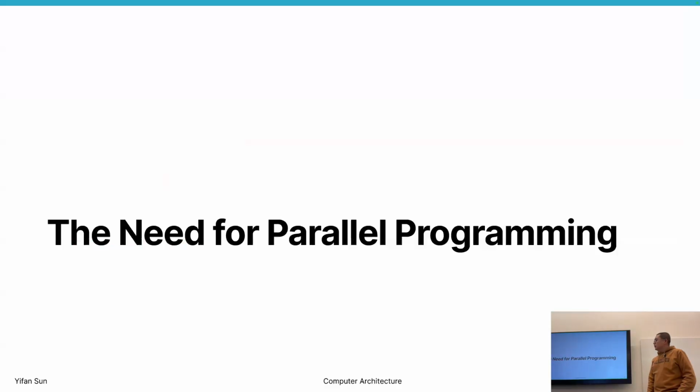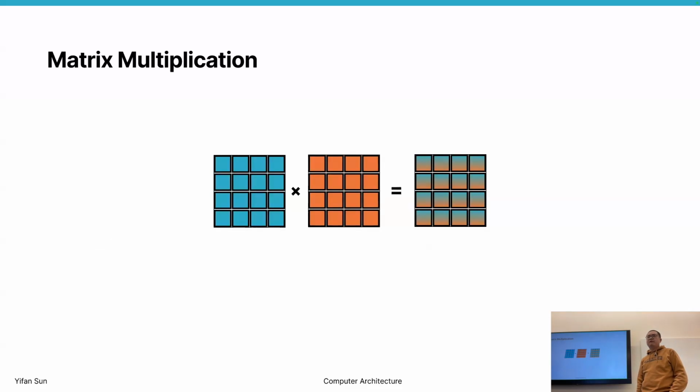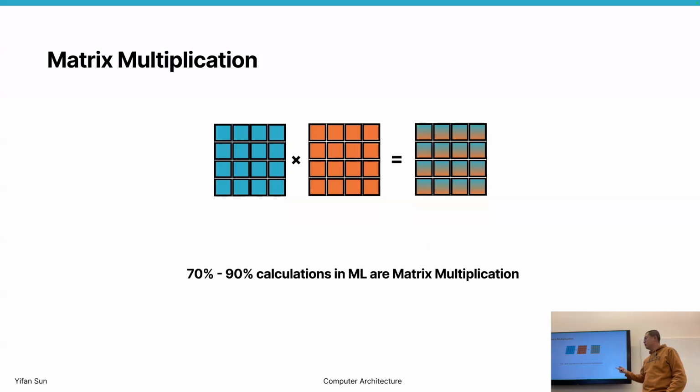Okay. Then let's talk about the need for parallel programming. When we talk about parallel programming, we have to talk about matrix multiplication. Why is matrix multiplication so important? Because of machine learning, right? So we all know machine learning. This is my personal rough estimate: I would say 70 to 90% of calculations in machine learning workloads are pretty much matrix multiplication or similar operations.